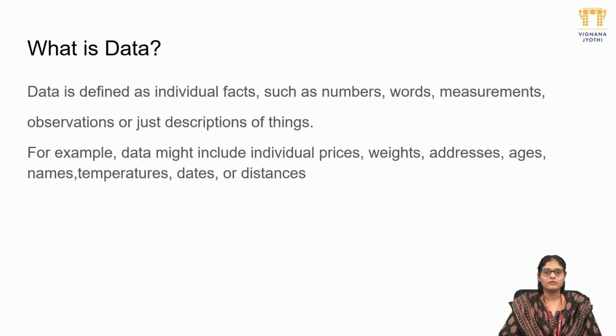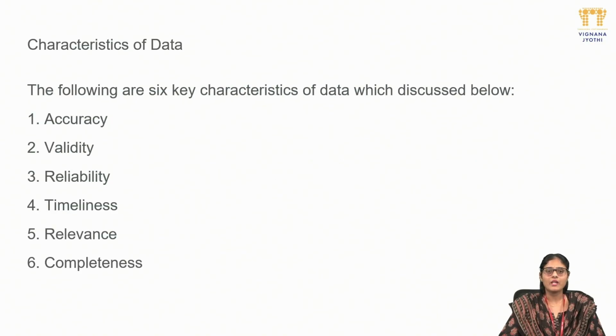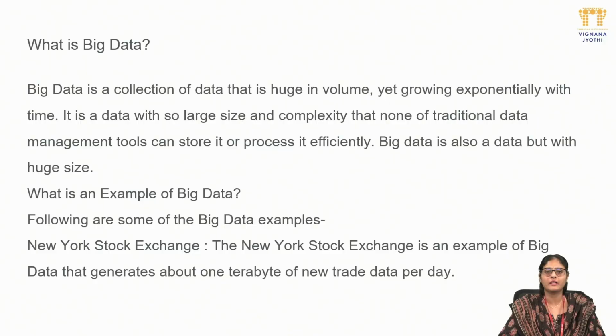So what is data? Data is defined as individual facts such as numbers, words, measurements, and descriptions of things. That is nothing but whatever you click on your internet, on your smartphone or the laptop, each click generates data. That can be anything like numbers, words, measurements. It can include prices, weights, whatever. That is called data. And the characteristics of data are accuracy, validity, reality, timeliness, relevance, and completeness. These are the main characteristics of the data.